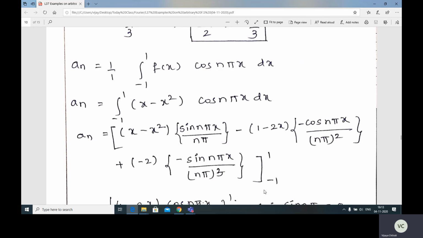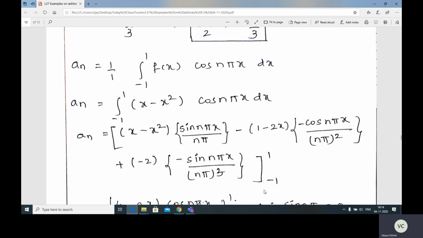x minus x square, integration of cos is sin n pi x divided by n pi, minus derivative of x minus x square, which is 1 minus 2x, and integration of sin n pi x divided by n pi is minus cos n pi x divided by n pi raised to 2. Next, derivative of 1 minus 2x is minus 2. Integration of minus cos n pi x divided by n pi raised to 2 is minus sin n pi x divided by n pi raised to 3.